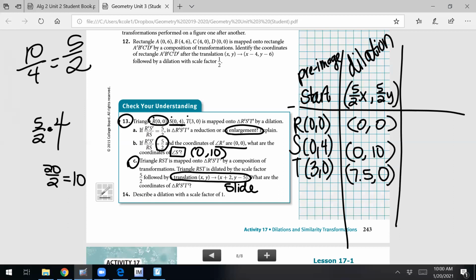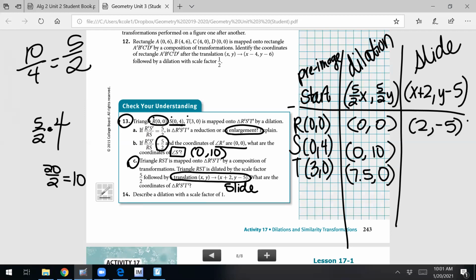Following the dilation is when we do our slide. That's going to be x plus 2, y minus 5. This is our slide, or our translation. So then again, you're just applying that rule to each ordered pair. So what is 0 plus 2? What's 0 minus 5? That is going to be S prime. No, not S. What letter are we doing? R. Thank you.